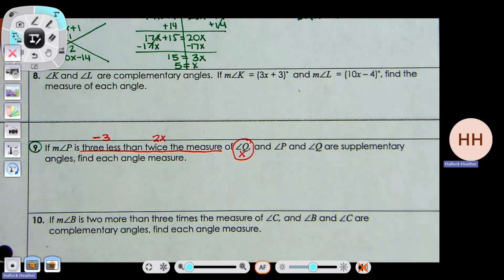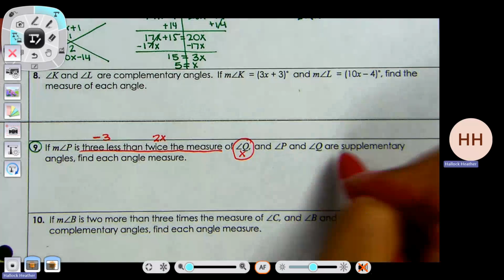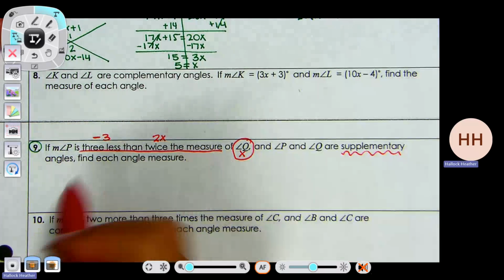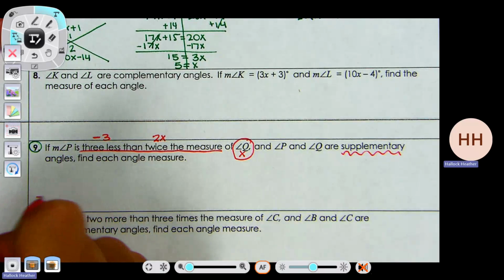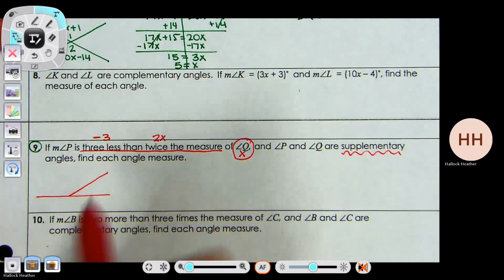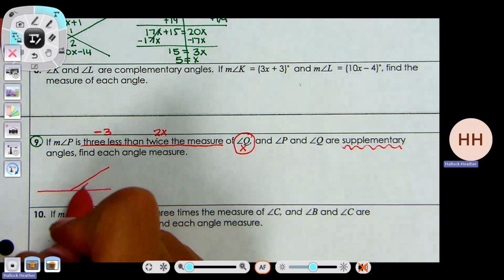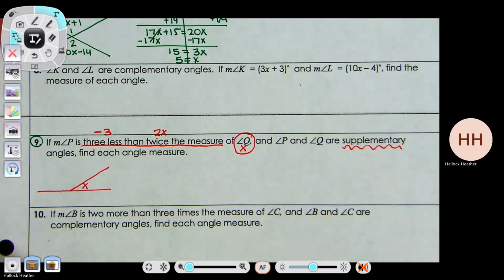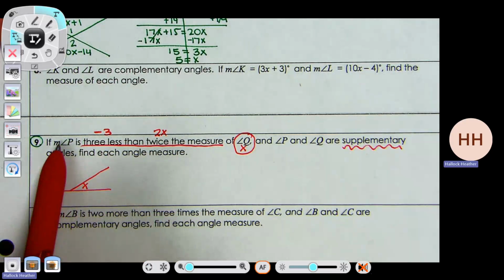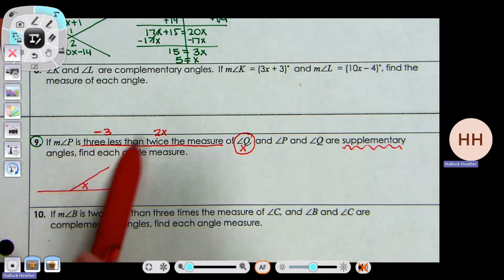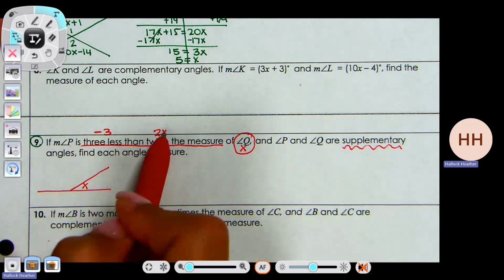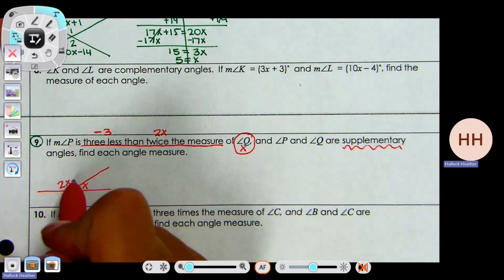So when in doubt, let's draw it out. What are they adding to make? They're supplementary, so they equal 180. So I'm going to draw a linear pair. One of the angles is just X. That's technically Q. The other angle is P, which is 3 less than twice. So instead of saying -3 and 2x, it's 2x minus 3.